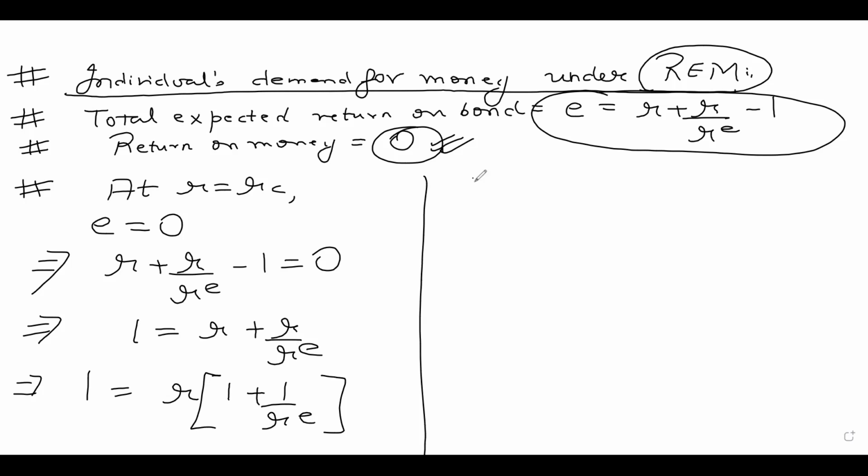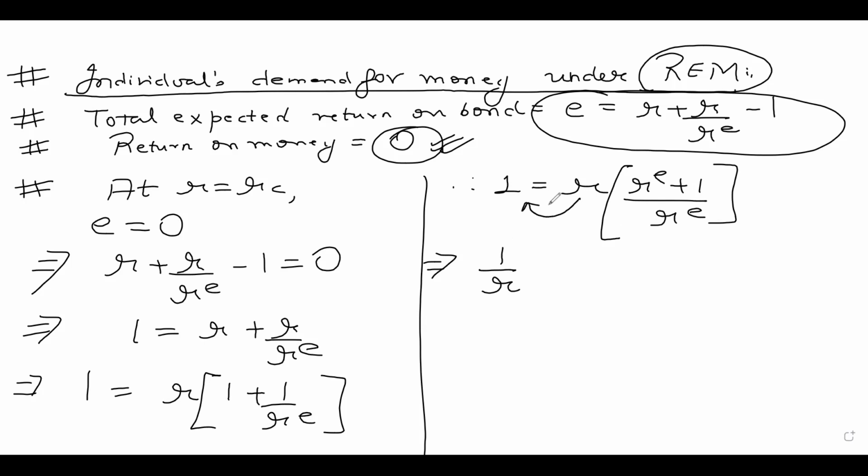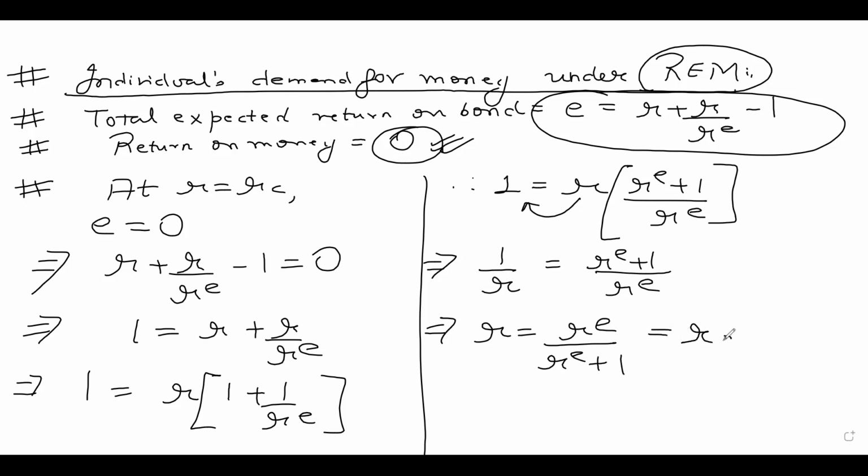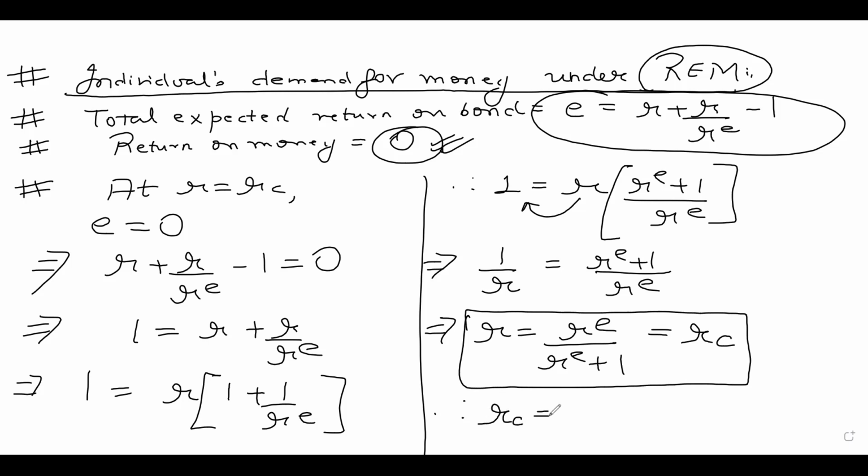I can solve on the right hand side. Therefore, 1 is equal to R times, I can take the LCM. This implies 1 upon R, I take R here in the denominator. 1 upon R is equal to RE plus 1 by RE, which implies my R is equal to RE upon RE plus 1. And this is exactly equal to the critical level of interest rate RC. So I can say, therefore, my critical interest rate RC is equal to RE upon RE plus 1.